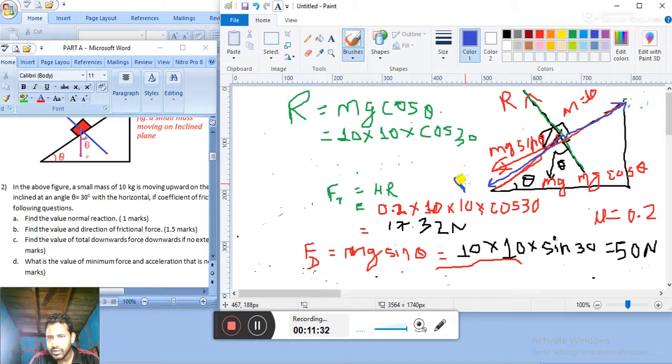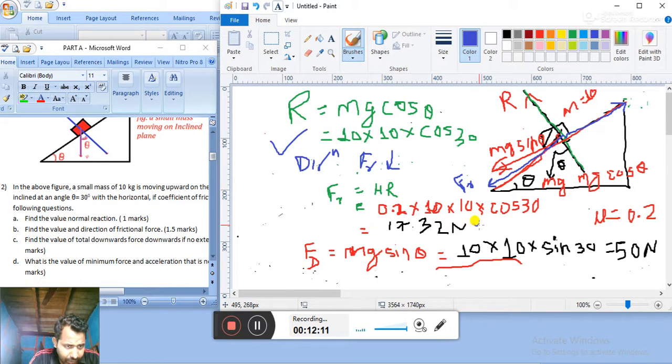Now let's solve. The question says find the value of the normal reaction. This is the same value that acts as the normal reaction. And another question: what is the value and direction of frictional force? The direction of frictional force Fr should be downward, because the motion is upward, so it should act opposite to the motion. Its value is the same, mu R, where mu is 0.2 into 10 into 10 into cos 30. You will get this value.